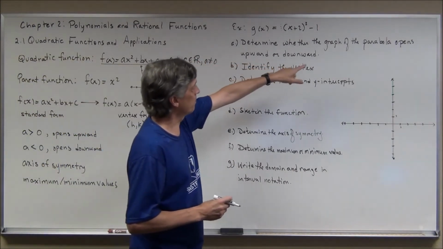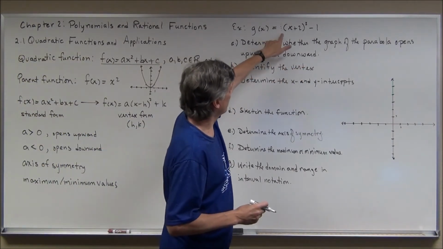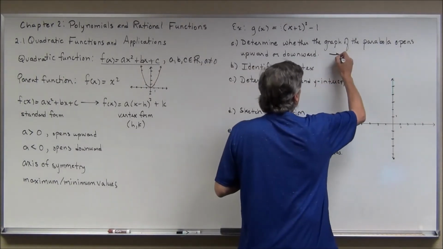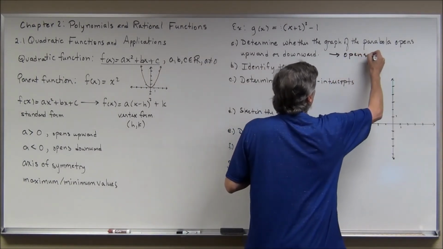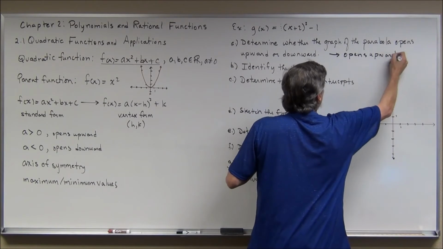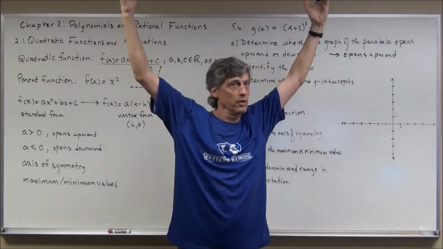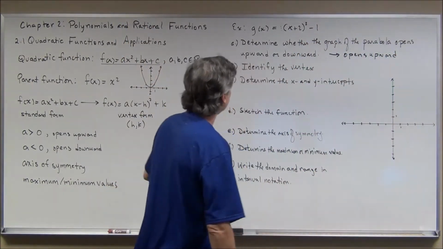Determine whether the graph of the parabola opens upward or downward. A is positive, so it opens upward. Remember Mr. Prince, opens upward. A is greater than 0, A is less than 0.